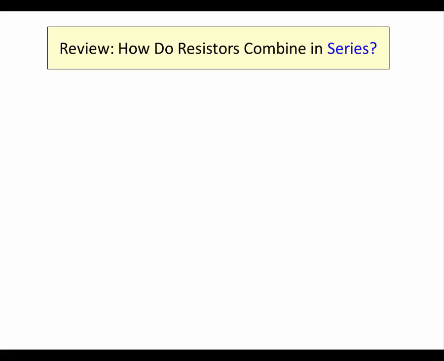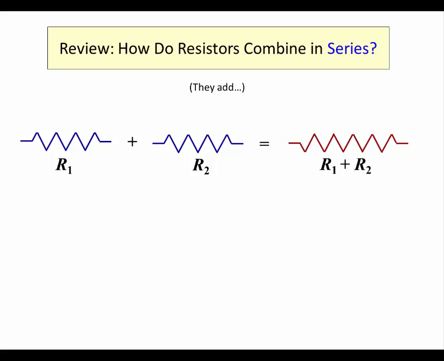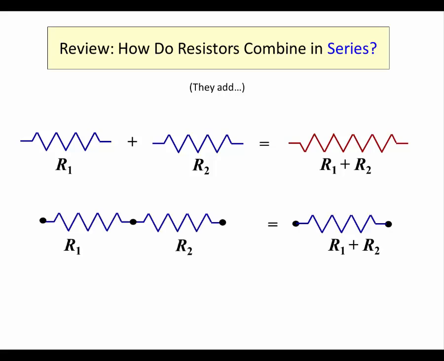Before we go over the lab assignments, let's first review some of the properties of resistors. Specifically, how do resistors combine when they are connected in series? They simply add. For example, if we have one resistor of value R1 and another resistor of value R2, and we connect them in series, the net equivalent resistance is equal to the sum of the individual resistor values. Two resistors in series produces an equivalent resistance equal to the sum of the individual resistor values.